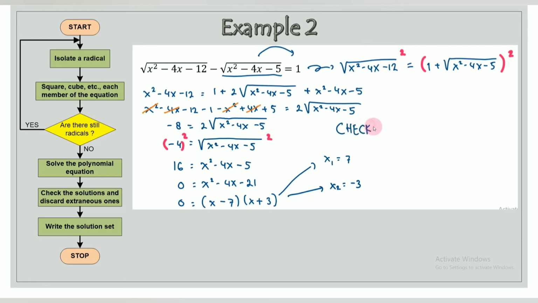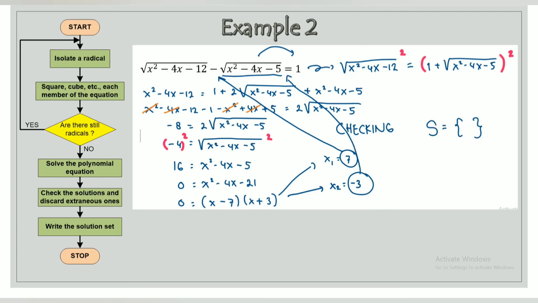Don't forget, and I leave it to you, but by checking it you will find out that 7 will not satisfy the equation, and when you put negative 3 into the original equation, it still does not satisfy it. It doesn't satisfy the equation. So yeah, the solution set is none.